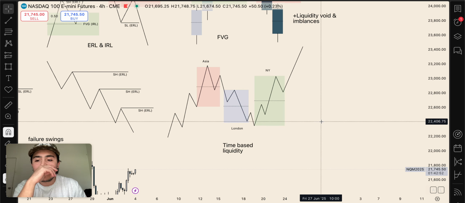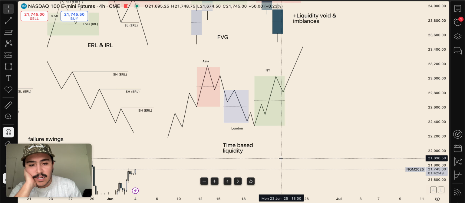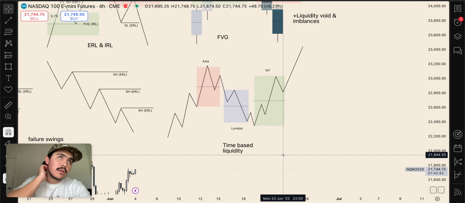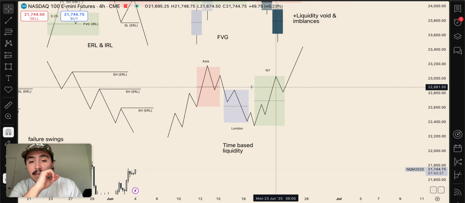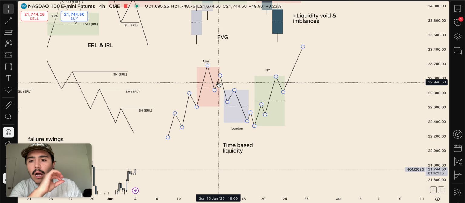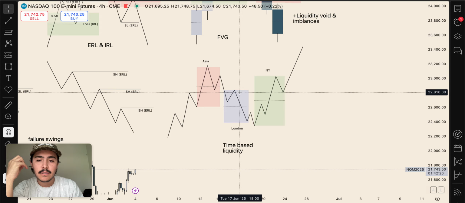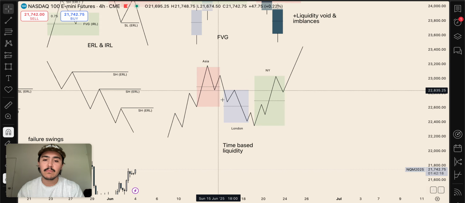So one thing that is a little bit harder to understand is time-based liquidity. So we need to understand that there are three sessions in the index market, and it's pretty much every market, but let's go with the index market. So there's the Asia session, London session, and New York session. New York AM, New York PM. These areas of price action hold high levels of liquidity, meaning that there are large orders, right?